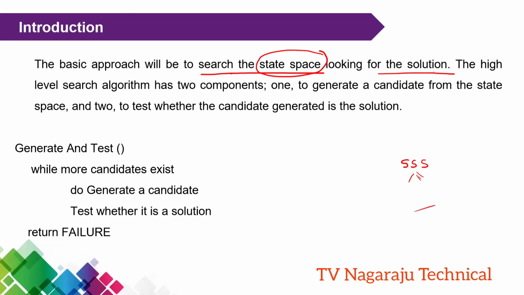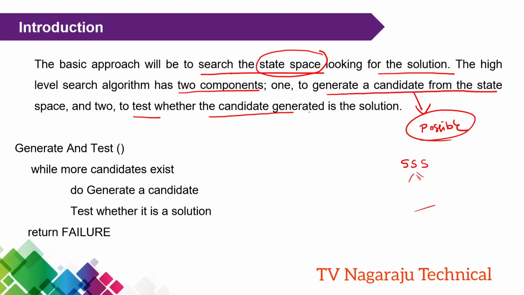Now, any search algorithm has mainly two components. The first one is, for the given problem, it generates a candidate from the state space. What is meant by a candidate? Candidate in the sense one feasible solution, or one solution. And the second step is to test whether the generated candidate is the perfect solution or not. Now, got the point? Understand the algorithm carefully.